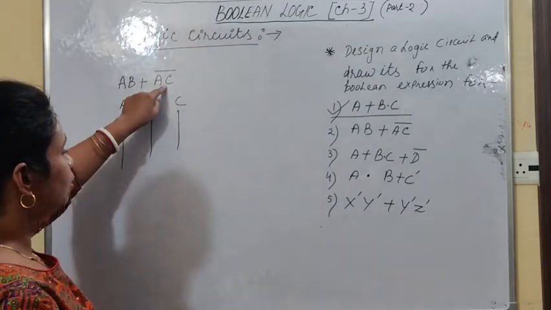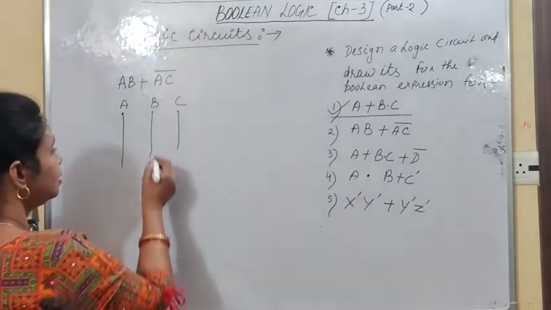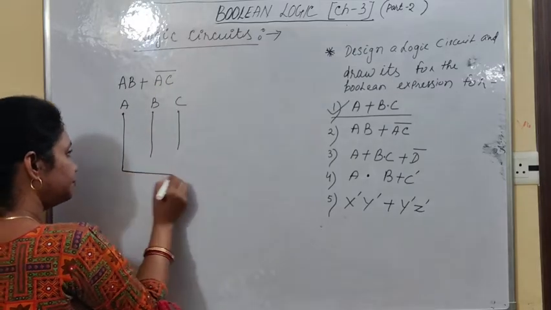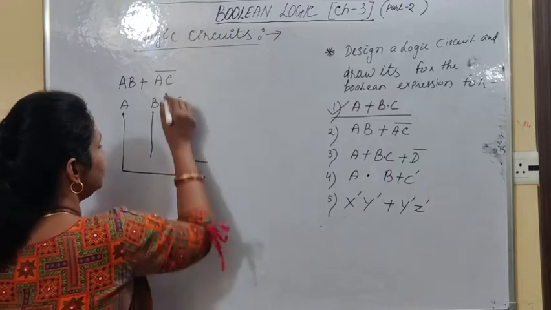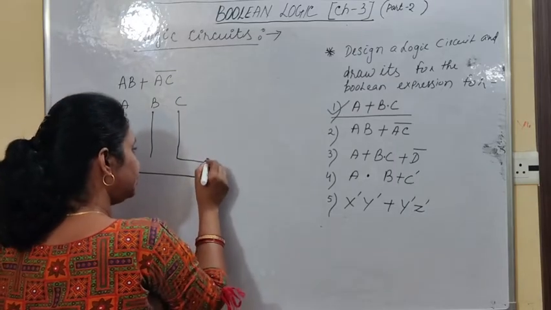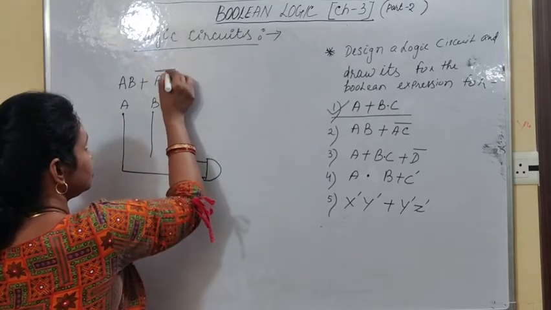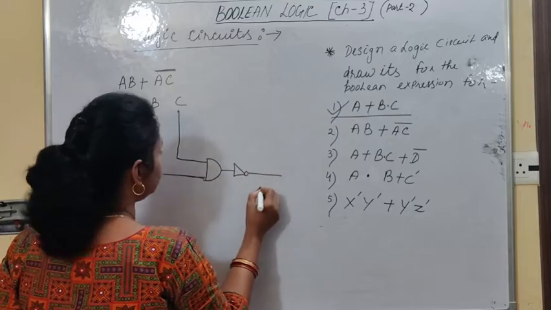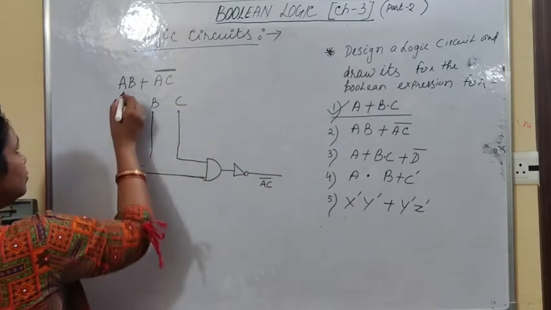Now here no operator is there, but you know that logical multiplication is implied, right students? So this signal is A and this signal is your C. In between A and C, first of all you need to implement the AND operator. After that, see, whole bar is there, so you have to implement the NOT operator so that you will get the output of AC whole bar. Right students?